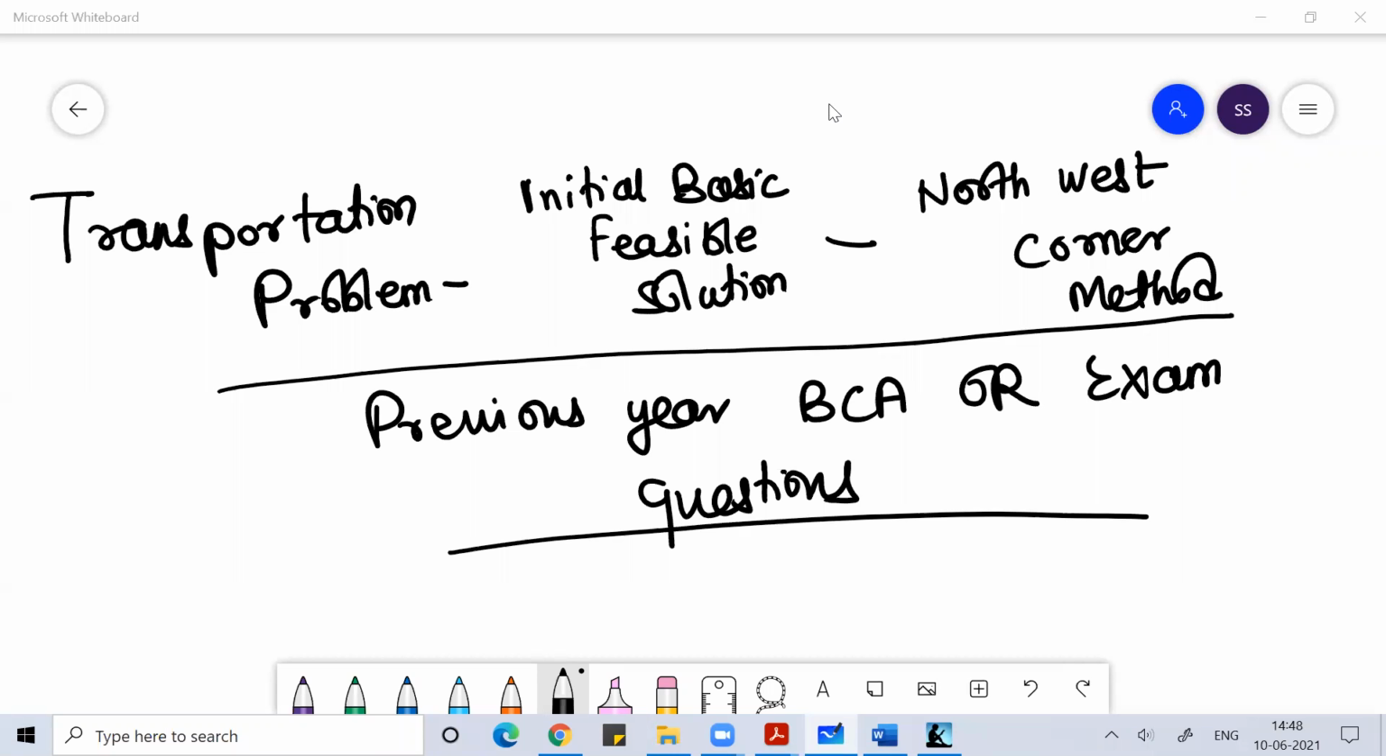I have only three years of question papers, 2016, 17 and 18. I'll discuss the questions that came from the northwest corner method, so that it makes more sense to all of you. Okay everyone, let's start solving the problem.